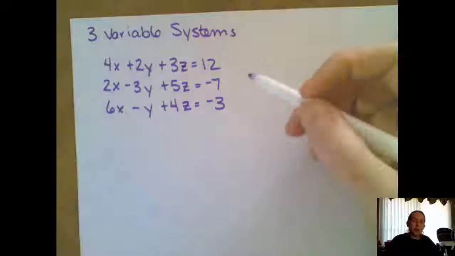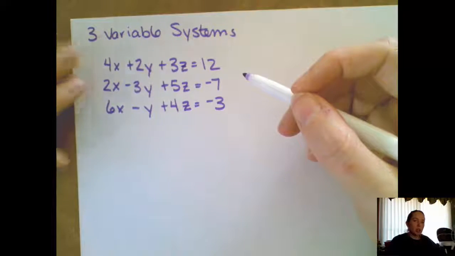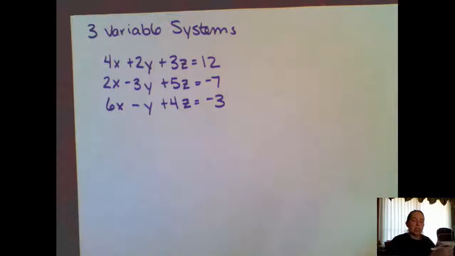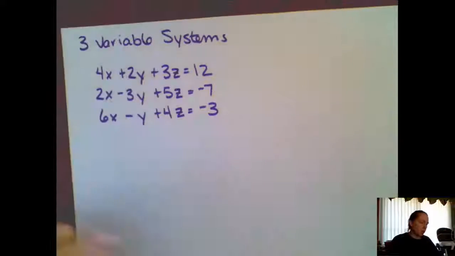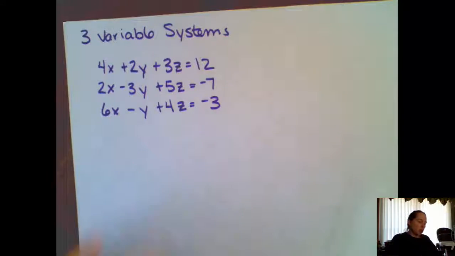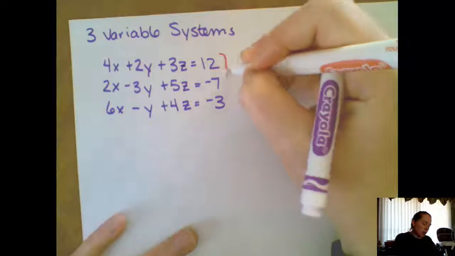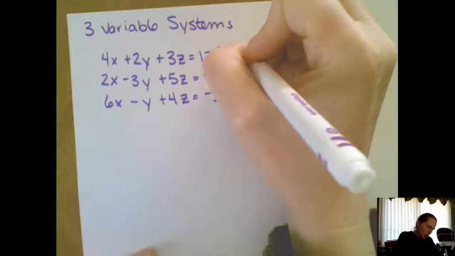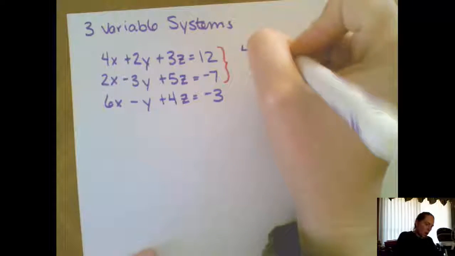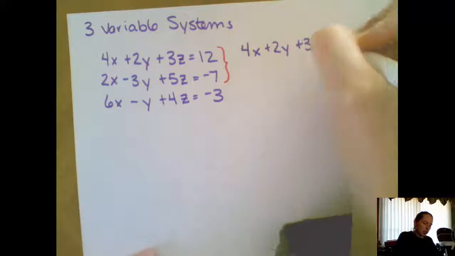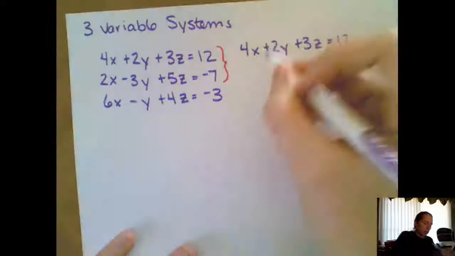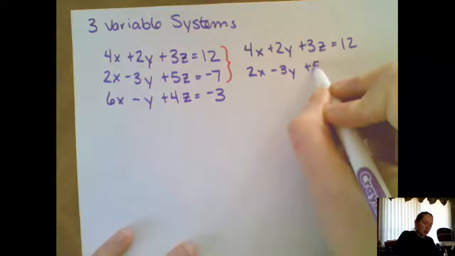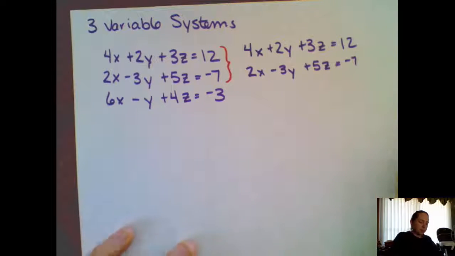So what we need to do ultimately is work with just two equations at first, and instead of three variables, we need to get it down to just two. It doesn't truly matter which equations you use. I'm going to use the top two first, and I'm just going to rewrite them over here. 4x plus 2y plus 3z equals 12. I just rewrote it. Haven't done any math yet. 2x minus 3y plus 5z equals negative 7.